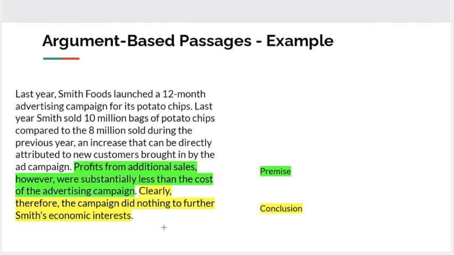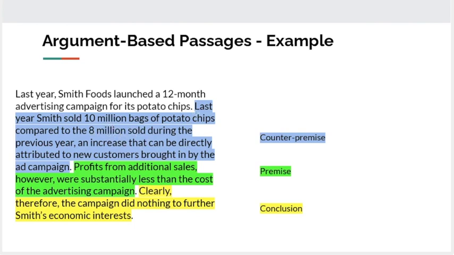The previous sentence represents a premise because it's leading up to the conclusion. Profits from additional sales were less than the cost of the advertising campaign. Then as we continue to work our way backward, we note the word however. That tells us that the previous sentence is pointing in the opposite direction. In other words, it's a counter premise. They did sell a lot of potato chips. They increased the number of bags of potato chips they sold by 2 million, or by 25%.